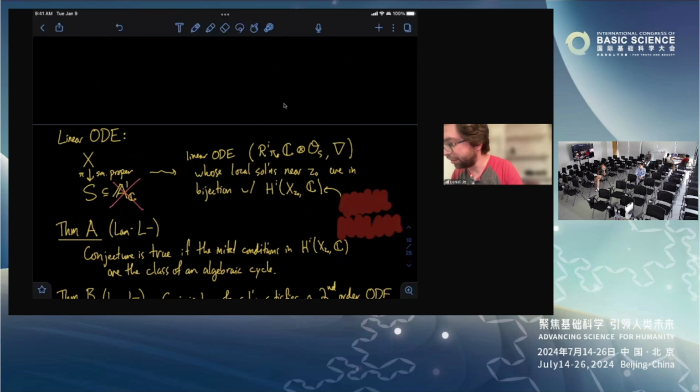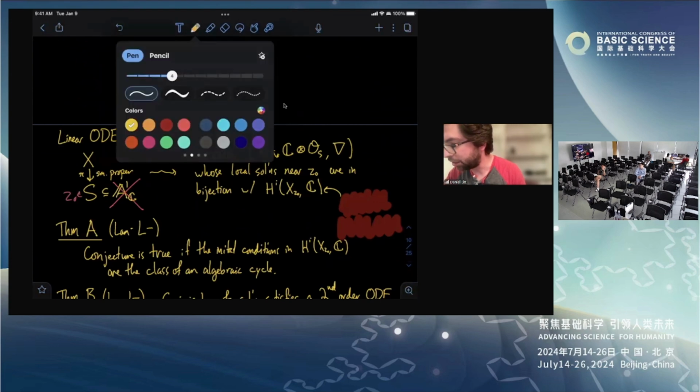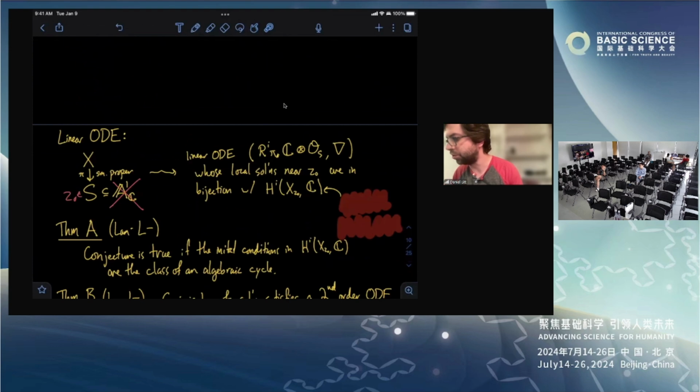And so one gets a linear ODE whose local solutions near a point z_0 in S are in bijection with the cohomology of the fiber of this morphism π at z_0. So what's really happening here? You take the flat bundle whose fiber is the cohomology of the fibers of π, that's R^i π_* C tensor O, which has a connection on it which measures how much a section is failing to be locally constant. The fibers of this morphism, being a smooth proper morphism, are all homotopy equivalent to one another.